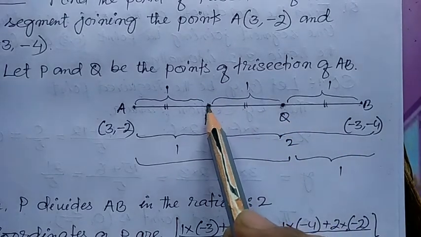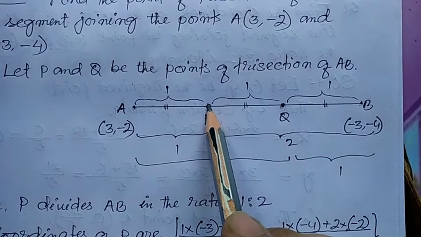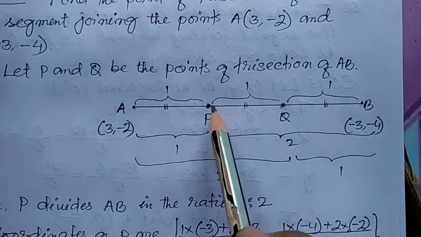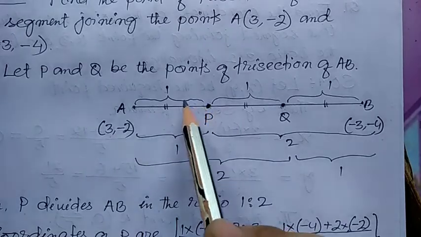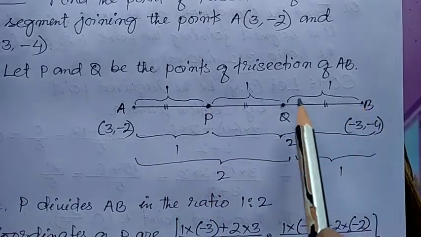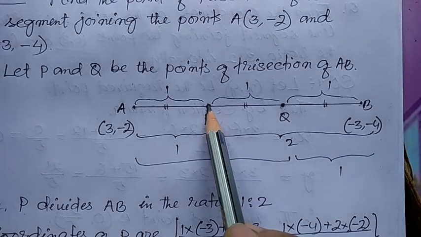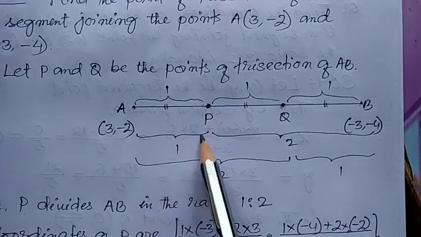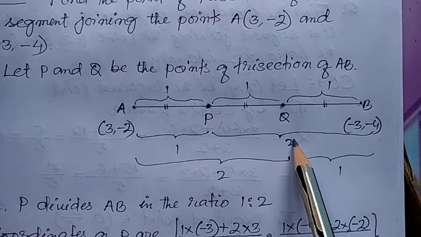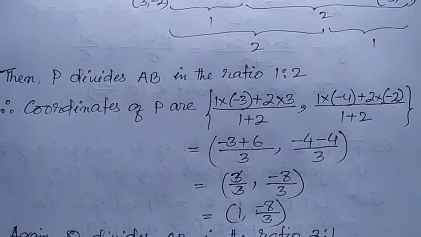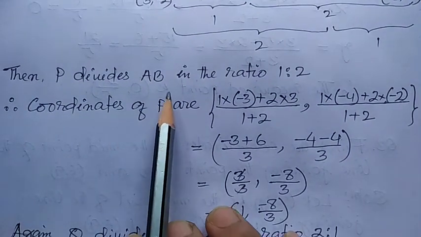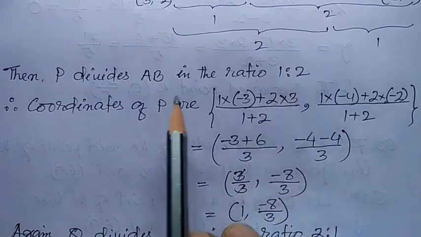Now let's find the coordinates of point P. For this, AB is divided by P in the ratio: from A to P is 1, from P to B is 1 plus 1, 2. So point P divides AB in the ratio 1:2. You can see here, P divides AB in the ratio 1:2.